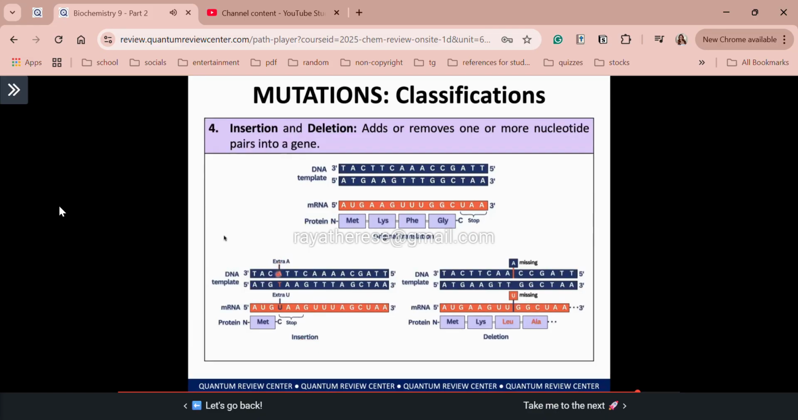Yes, here we have an extra A, and thus we will have an extra U in your mRNA transcript. Of course, UAA still codes for a stop codon. So actually, class, this is also a non-functional protein.